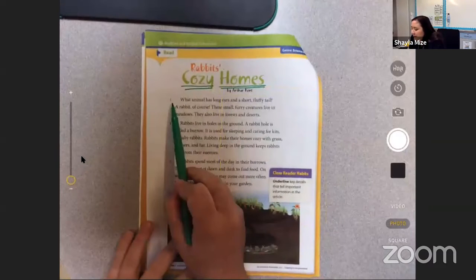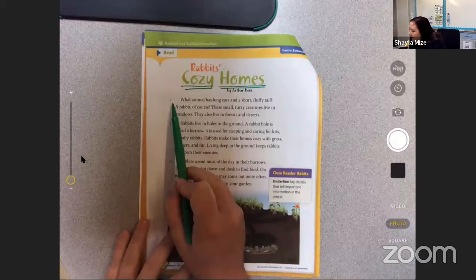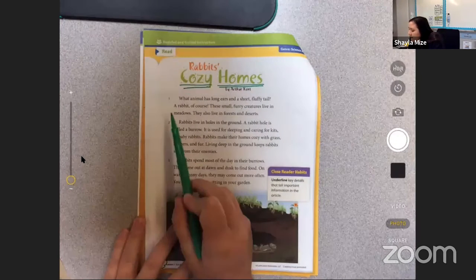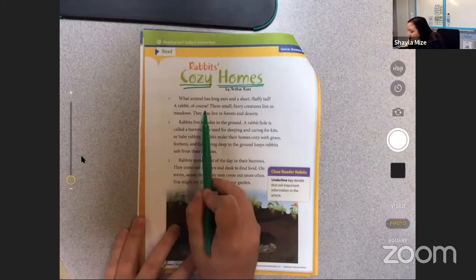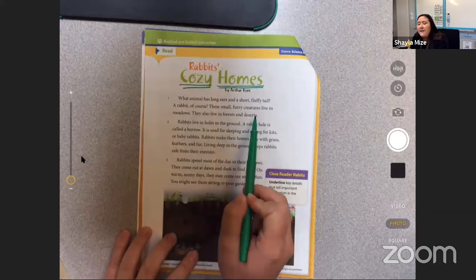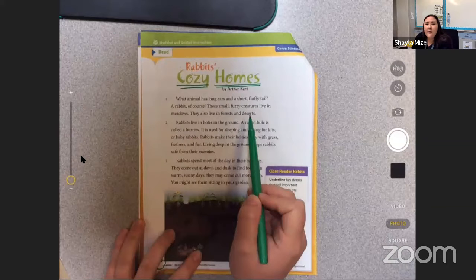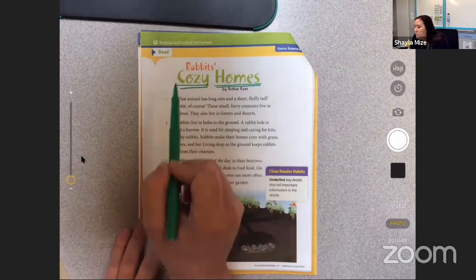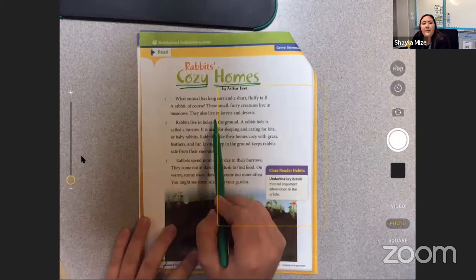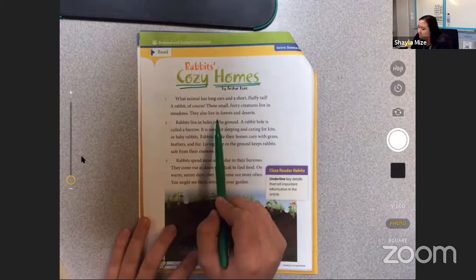Paragraph 1, tracking finger. What animal has long ears and a short, fluffy tail? A rabbit, of course. These small, furry creatures live in meadows. They also live in forests and deserts. Is any of this important about homes? Does any of this paragraph talk about homes? If so, underline it.